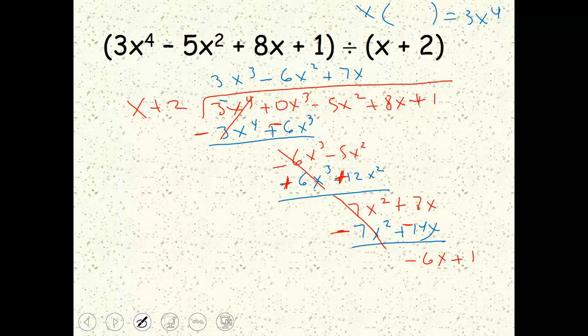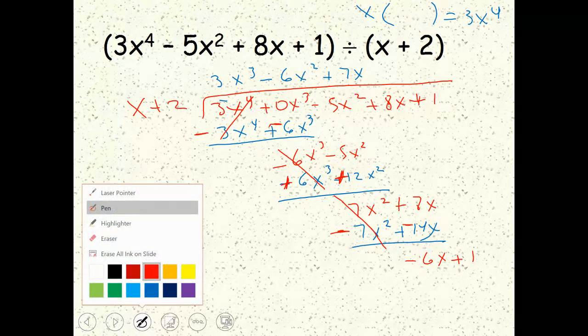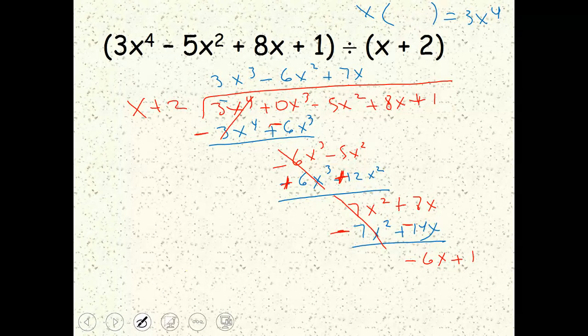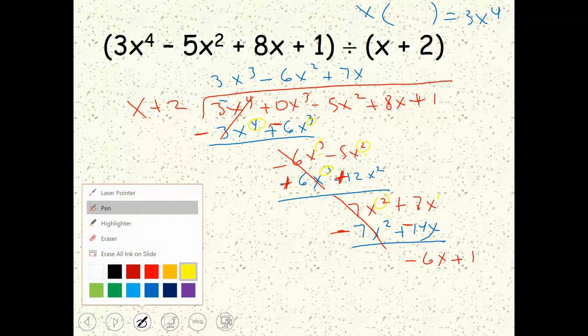Notice that every time I bring down a term, it's one less than the thing before it. So for instance, these work out, when I bring down the next term, it's always one lower. So this is 6x to the third, this is x squared. This is x squared, this is x to the first. This is x to the first, there's no x's on that one.